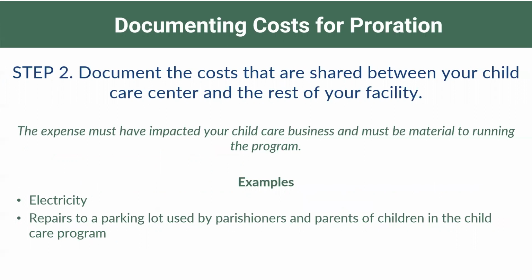The second step in prorating costs is to document the costs that are shared between your childcare center and the rest of your facility. Calculating shared expenses can be a little bit trickier, but doing so is worthwhile to your bottom line. In order to be allocated to your childcare business, the expense must have impacted your childcare program in some way. The cost also must be considered reasonable and necessary in order to operate the childcare business.